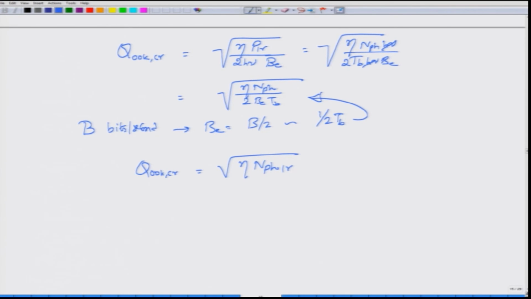So let me just modify the notation and say this is NPH1R, where NPH1R is the number of photons that you have received with bit 1. And this is what you are going to get, and you can recognize that the number of photons that you receive when you transmit a bit 1 will be 2 times the average number of photons that you are going to receive. Okay, 2 times the average number of photons, and therefore the Q factor for the coherent receiver is given by square root of 2 eta times the average number of photons that you receive. Okay, and this is the Q factor.